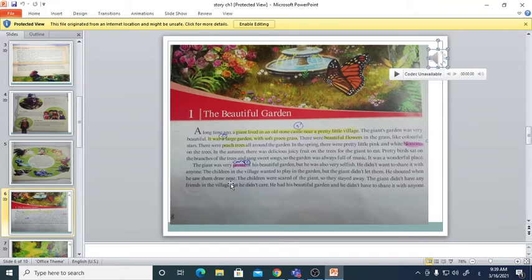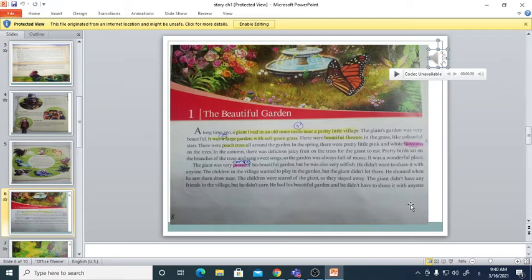Now we said he is selfish. He doesn't want anyone to play in his garden. He shouted when he saw them draw near. Draw near means come near to the garden. He shouted, "Don't come here, don't come and play in my garden." The children were scared of the giant, so they stayed away. The giant didn't have any friends in the village. But he didn't care. He had his beautiful garden and he didn't have to share it with anyone.